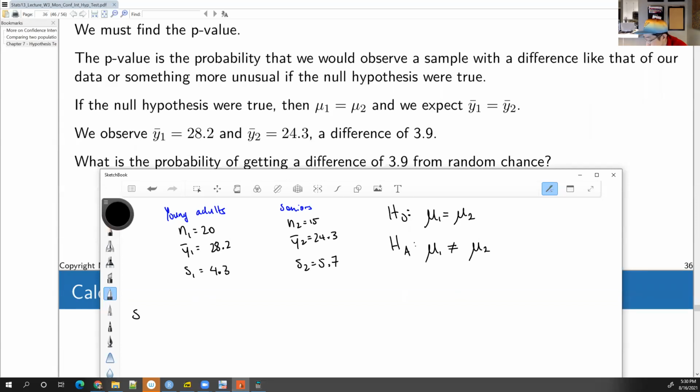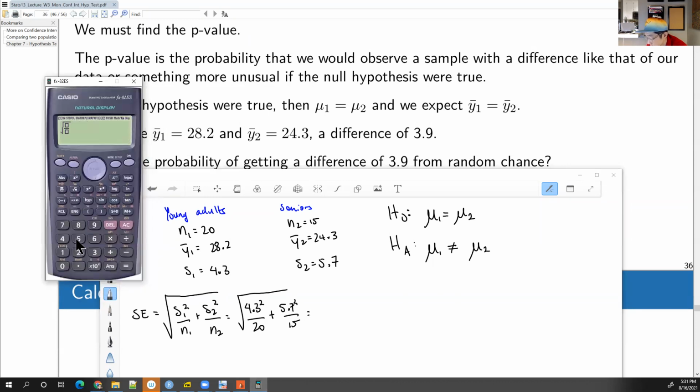So first, we're going to figure out our standard error. S1 squared over N1, S2 squared over N2, right? And we've done this before, but I'll go ahead and do this again for good measure. 4.3 squared over 20, 5.7 squared over 15. That gives 1.758.